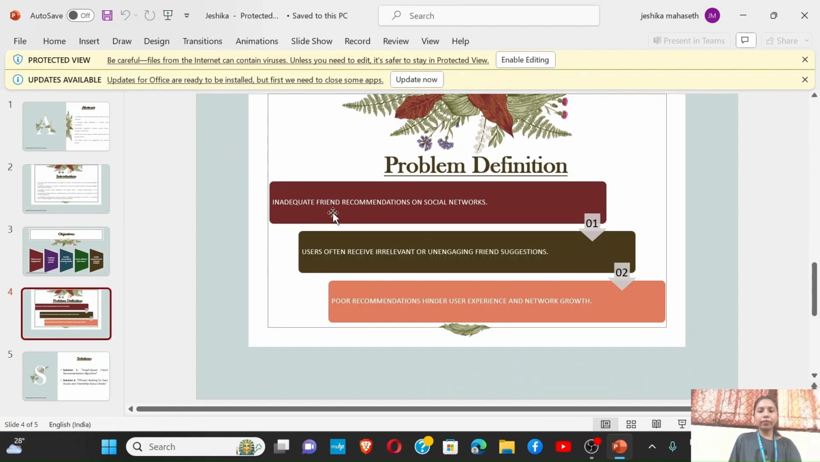So the problem statement highlights inadequate friend recommendations on social networks, leading to user dissatisfaction and hindering network growth. Users frequently encounter irrelevant friend suggestions, resulting in a subpar experience. Addressing these issues is crucial to enhance user engagement and foster network expansion.